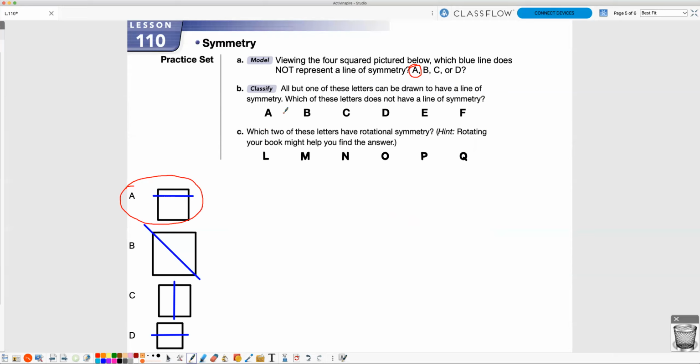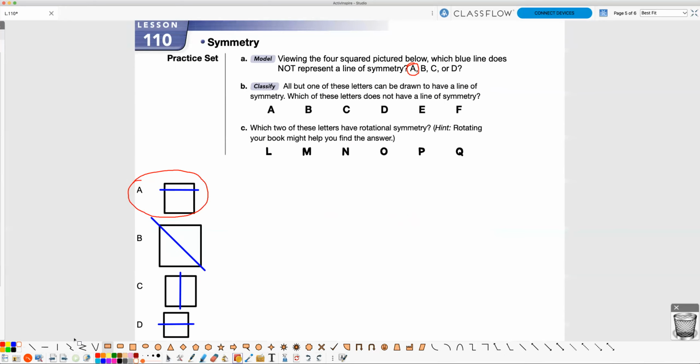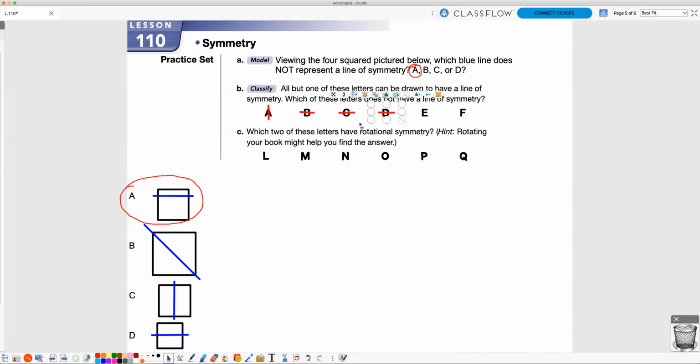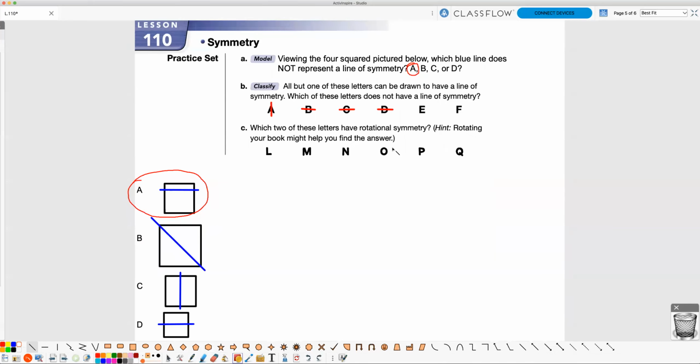Letter B, all but one of these letters can be drawn to have a line of symmetry. Which of these letters does not have a line of symmetry? So if I was going to draw with the line tool, and I'm looking at A, I see that I can draw a line right down the middle here, and I would have a mirror image on both sides. B, I can see I have another mirror image there, it looks like. C, it looks like I could have a mirror image if I move that right between that, so that would work. D seems to have a line of symmetry if I move that down a little bit lower for visuals. So there, that's a line of symmetry there. And if I went to E, clearly that's a line of symmetry right there.